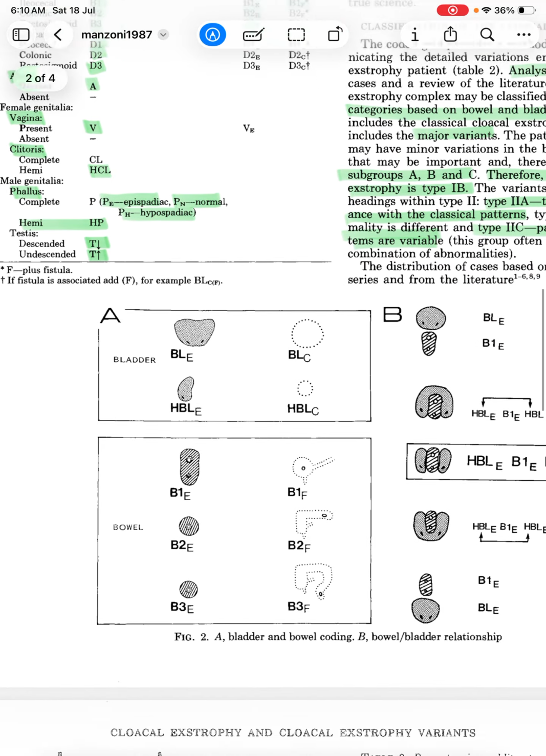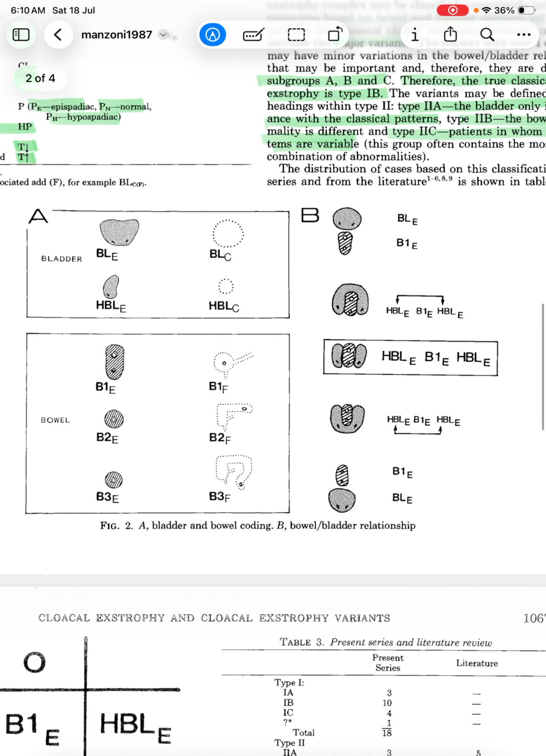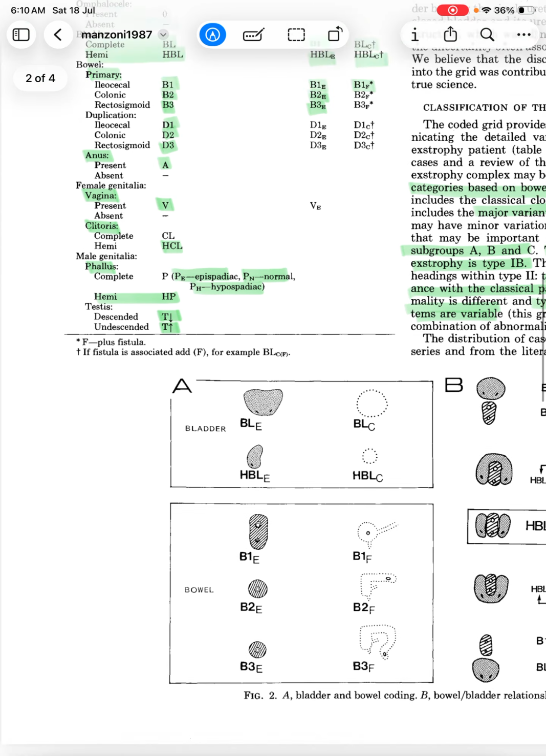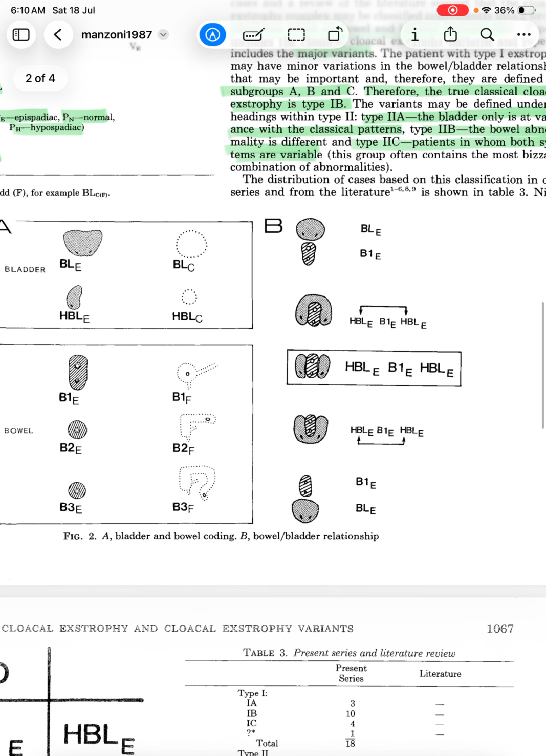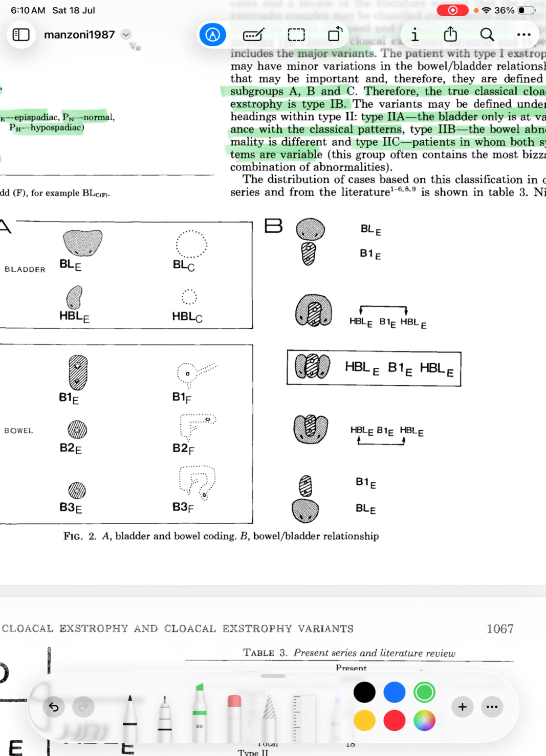So we will understand with the help of a few examples. Here you can see bladder exstrophy and bowel B1 segment, that is the ileocecal segment, is present, and the diagram is drawn here. Then in the second image you can see it is coming from the cranial end, so they have shown it with the help of one arrow.